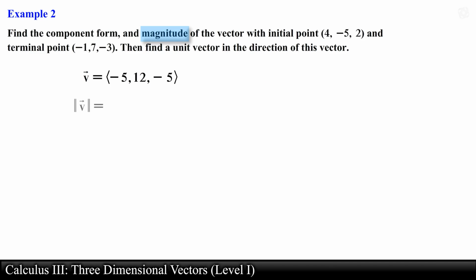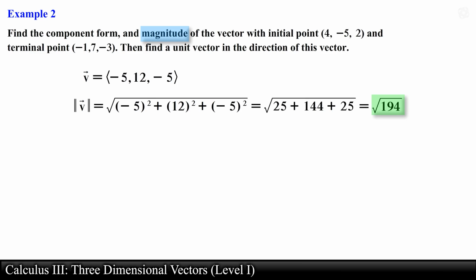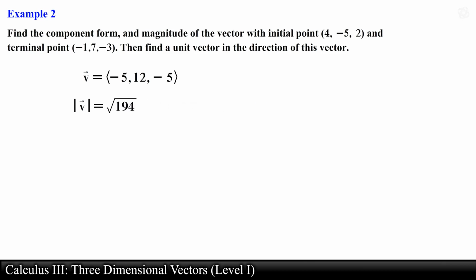Now let's find the magnitude or length of vector v. This requires an application of the Pythagorean theorem in 3 dimensions. Substituting the components into the expression and simplifying, we obtain the square root of 194 as the magnitude of vector v. Now that we found both the component form and the magnitude of vector v, we can find a unit vector in the direction of vector v.